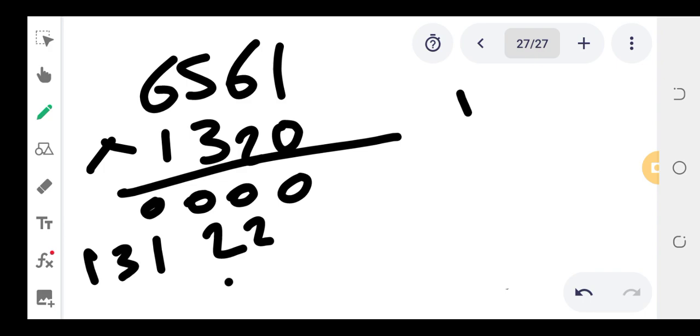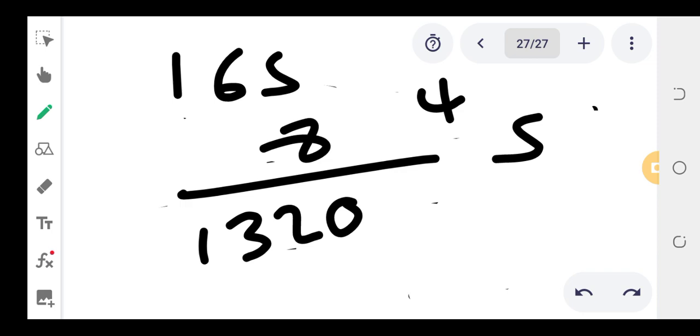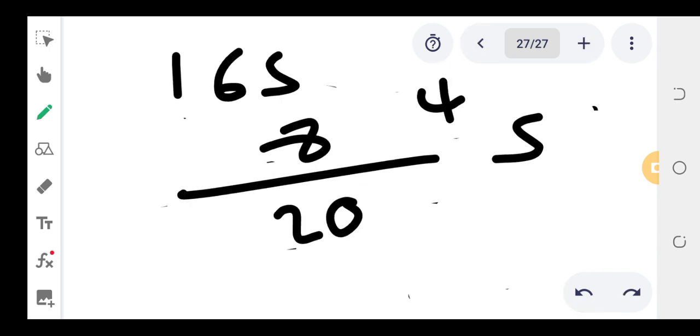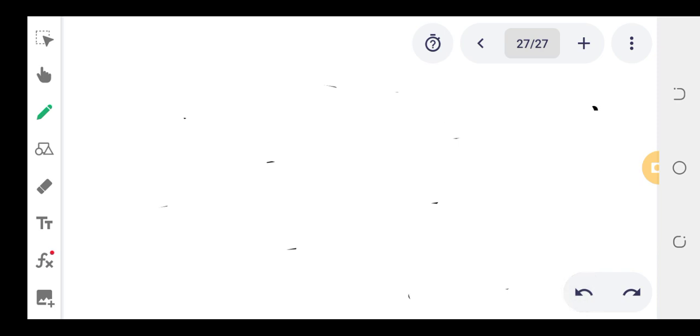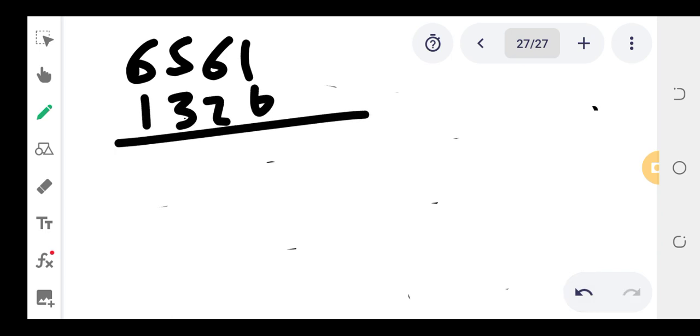Again, we multiply throughout. Okay, where am I going to write this correctly? Let me do this. So we have got 65, 61 times 1320. So we are getting this.